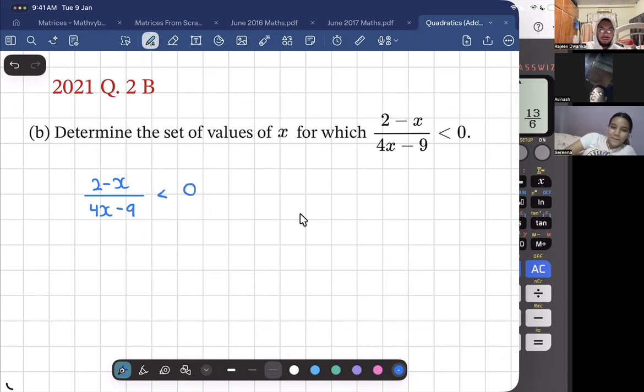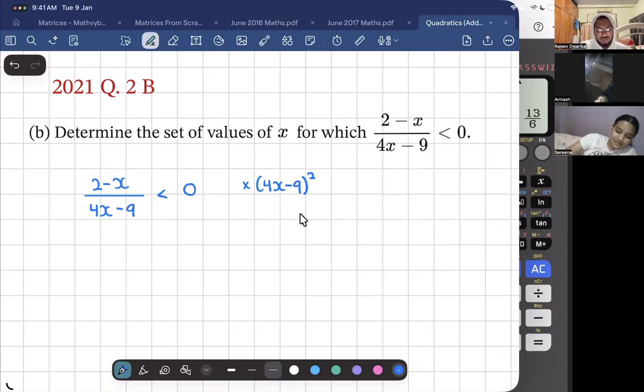So, Serena, what is the first step? Since the denominator is 4x minus 9, we would multiply both sides by 4x minus 9 squared. Why squared? Why not just 4x minus 9? Because we need to get rid of the denominator, but still have a term that's being multiplied by the numerator. Ideally, you should still have the 4x minus 9. You want to preserve that part.